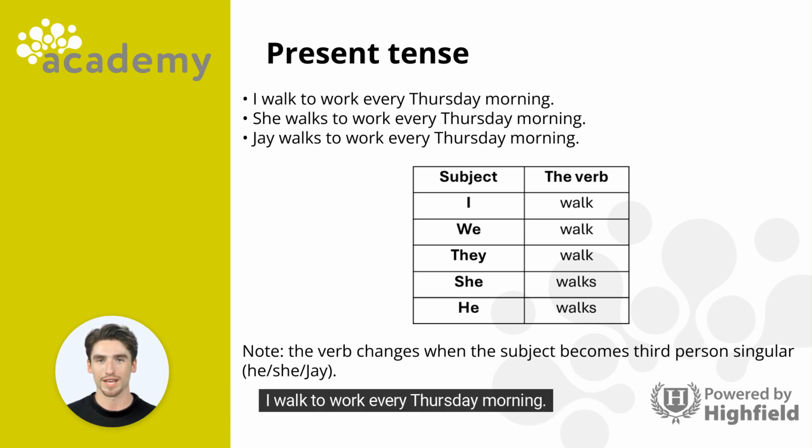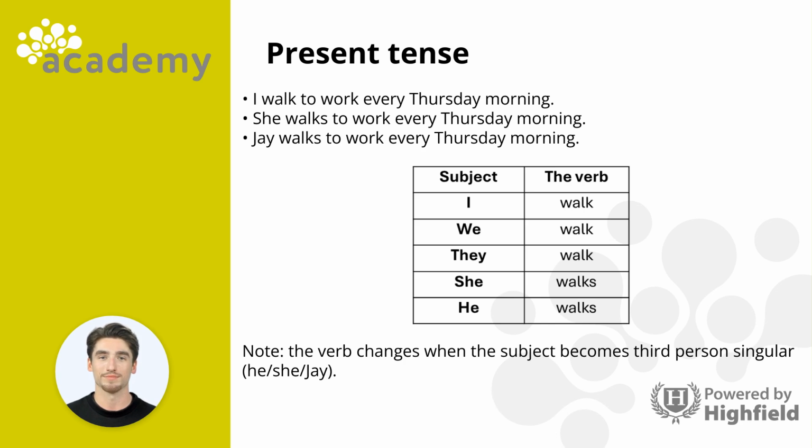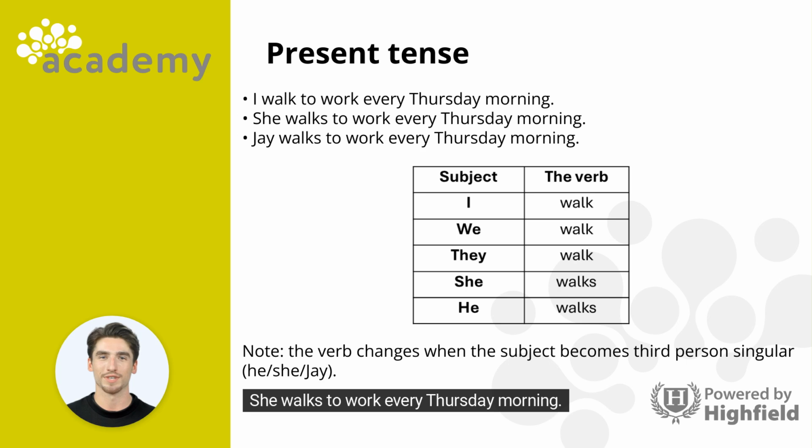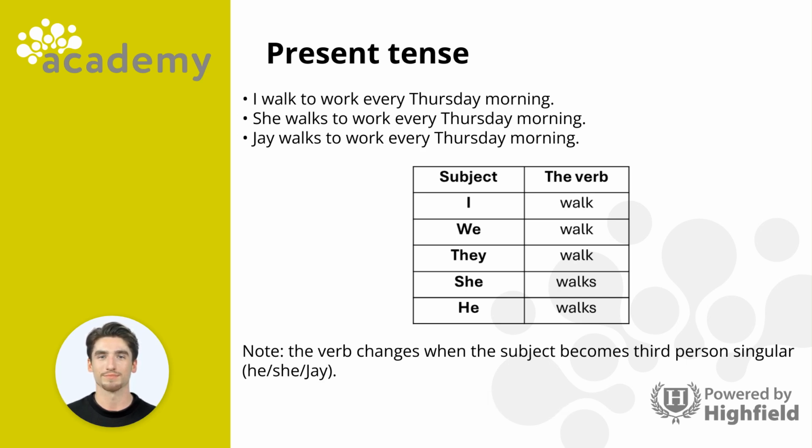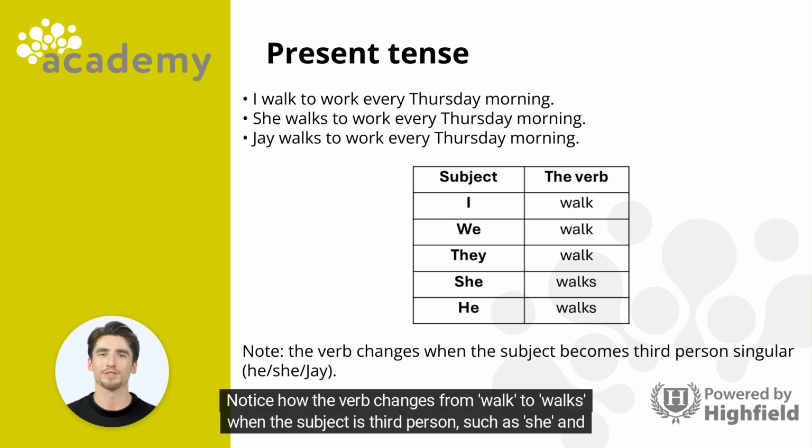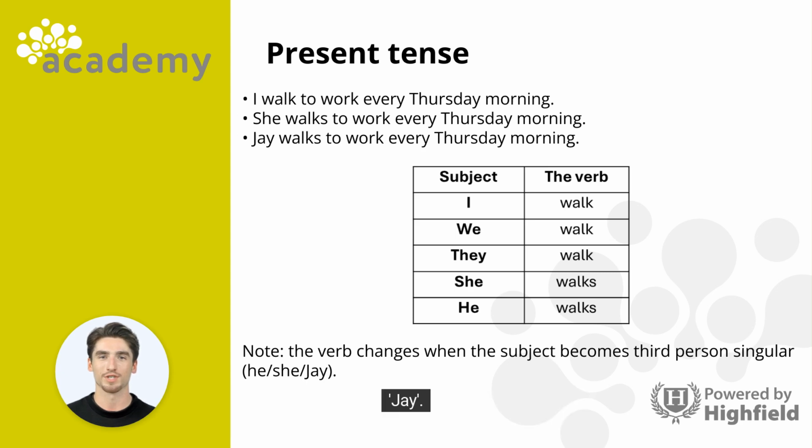I walk to work every Thursday morning. She walks to work every Thursday morning. Jay walks to work every Thursday morning. Notice how the verb changes from walk to walks when the subject is third person, such as she and Jay.